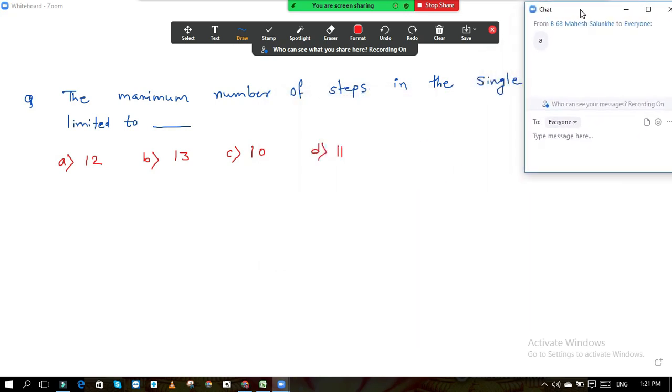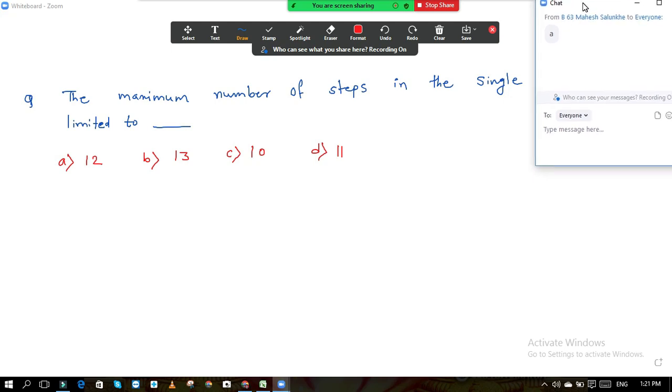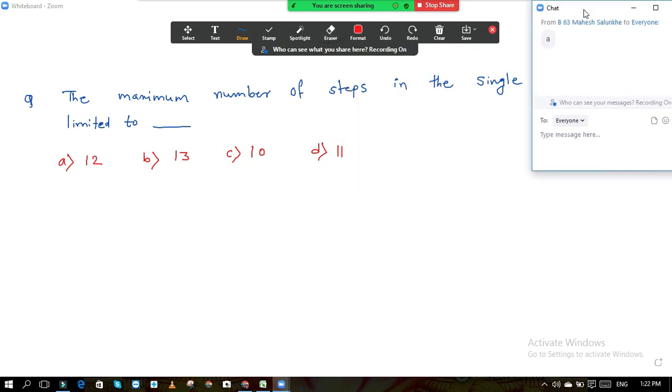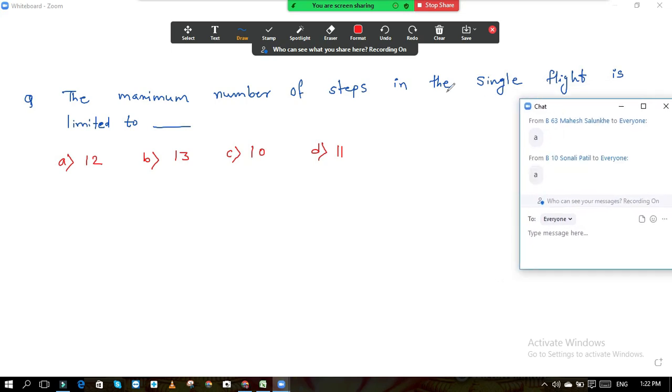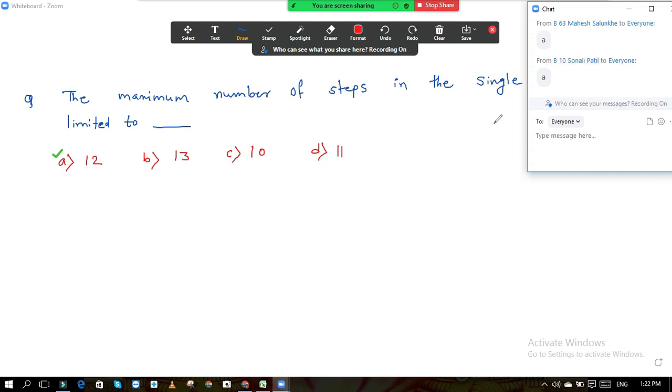What is the correct answer? So the correct answer for this question is A. A is the correct answer, right? So remember this: the maximum number of steps in a single flight is limited to 12. Beyond 12, we cannot increase the number of steps.